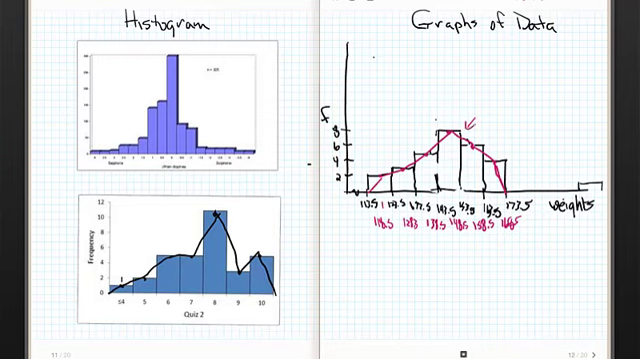So let's label it, give it a name. This is called a frequency polygon. Like I said, I've never used these. I'm sure that there are some people that could find a great use for them. I just figure that the histogram is so much cooler.